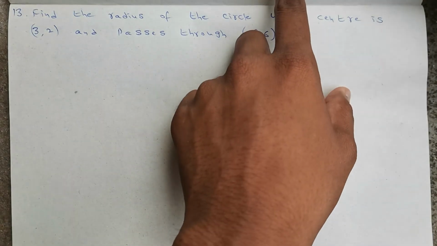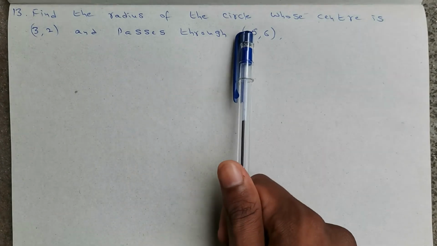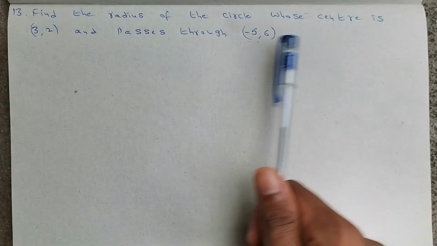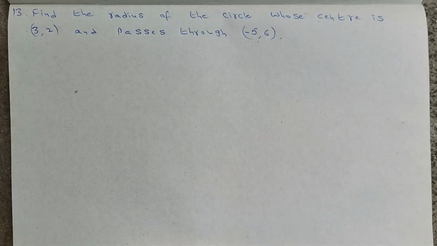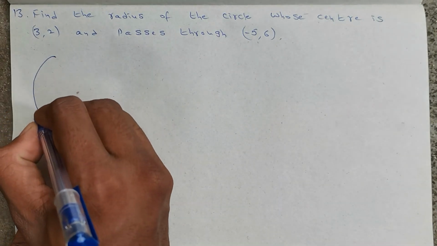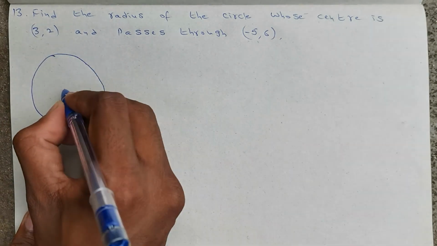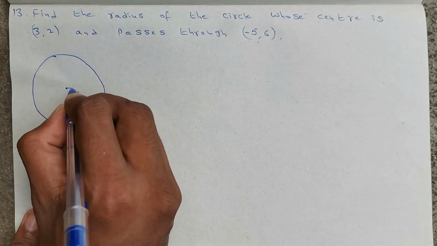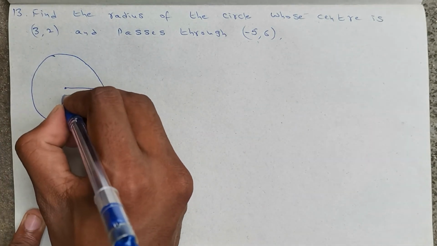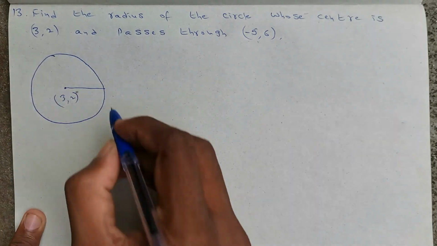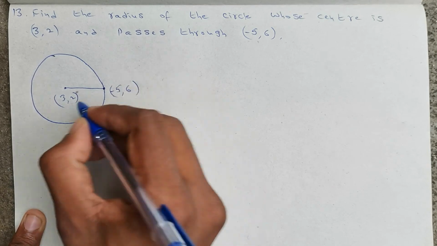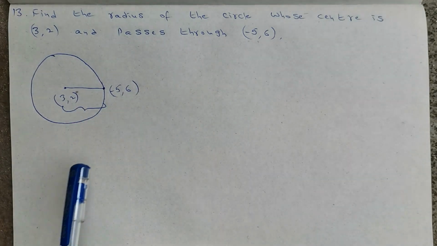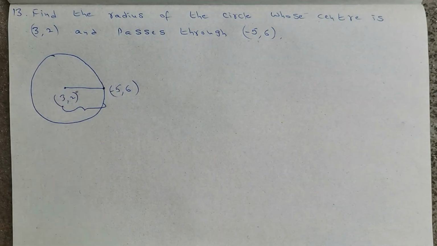And next, question number 13 is, find the radius of the circle whose center is (3, 2) and passes through (minus 5, 6). We have a circle, center, this is the radius. So this center is given as (3, 2) and it is passing through this point (minus 5, 6). We need to find this radius. Here the radius is nothing but the distance between these 2 points. So simply we need to find the distance.